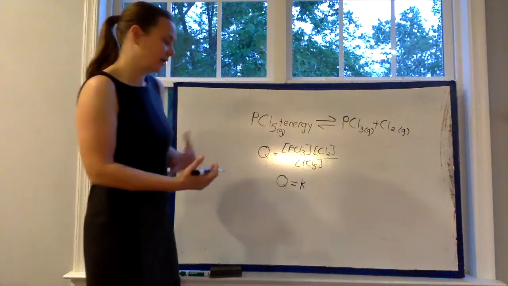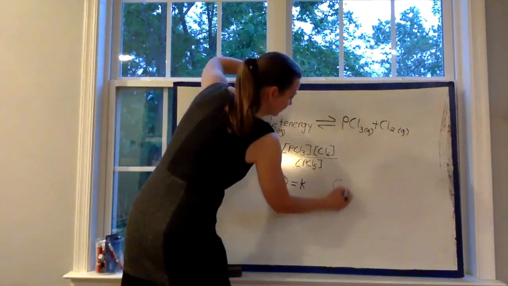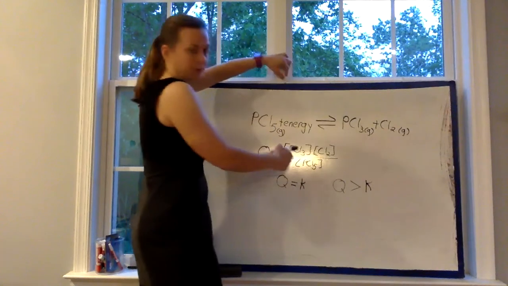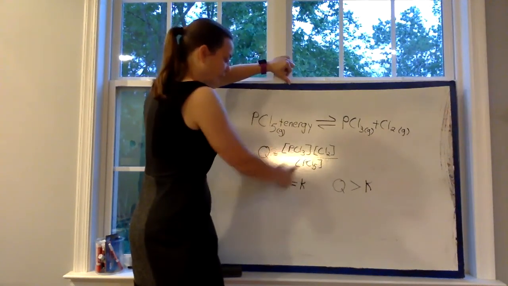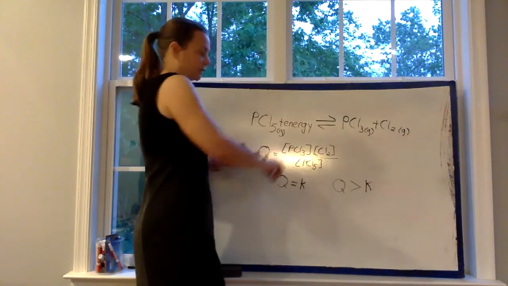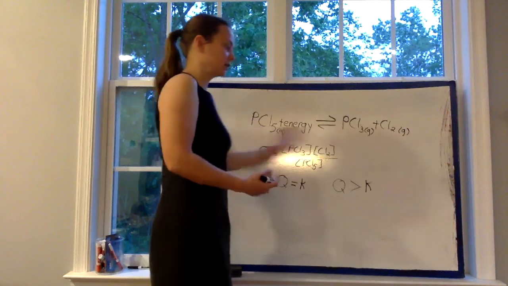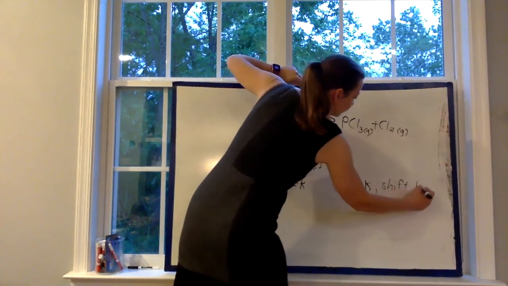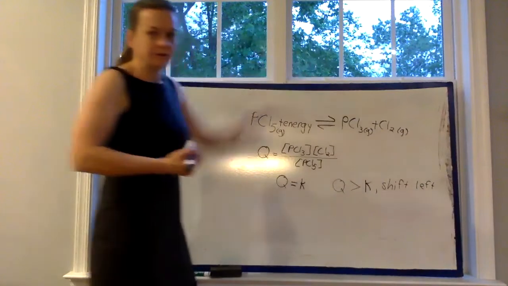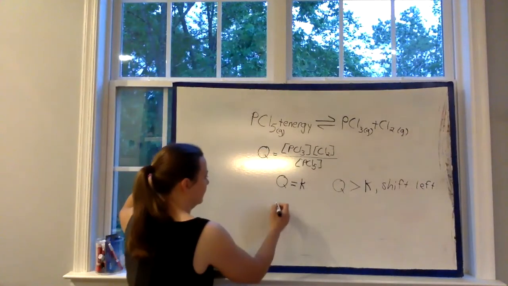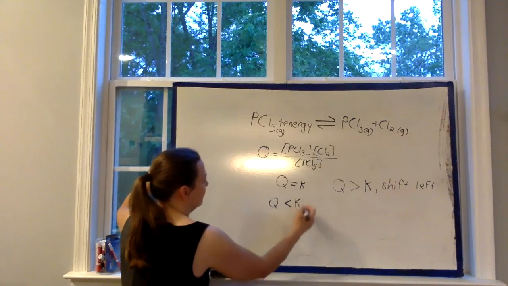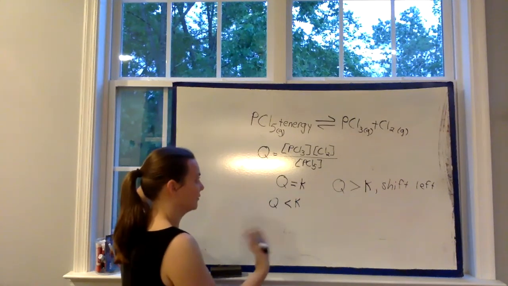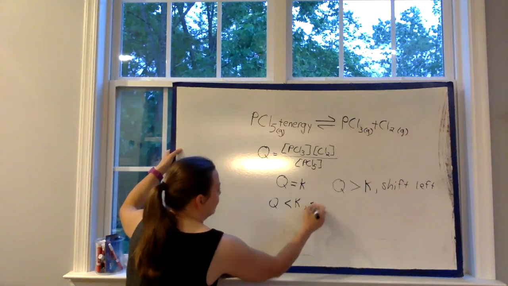Now, we can also compare Q to K at other points. If Q is larger than K, that would mean that we have more of our product and less reactant than we would have at equilibrium. So that means in order for this reaction to reach equilibrium, it's going to need to shift to the left. If, on the other hand, Q is smaller than K, that would mean that we have less product than we do at equilibrium. And so it would shift to the right.